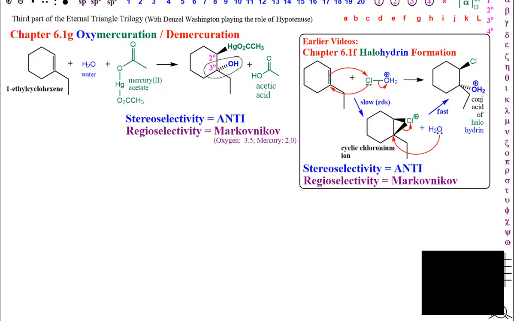The more electronegative oxygen, electronegativity 3.5, ends up on the tertiary carbon, and the less electronegative mercury ends up on the secondary carbon. Mercury has an electronegativity of 2.0, which you are not responsible for. Acetic acid is the side product. It picks up a proton. It is the best base in the last step of this reaction.